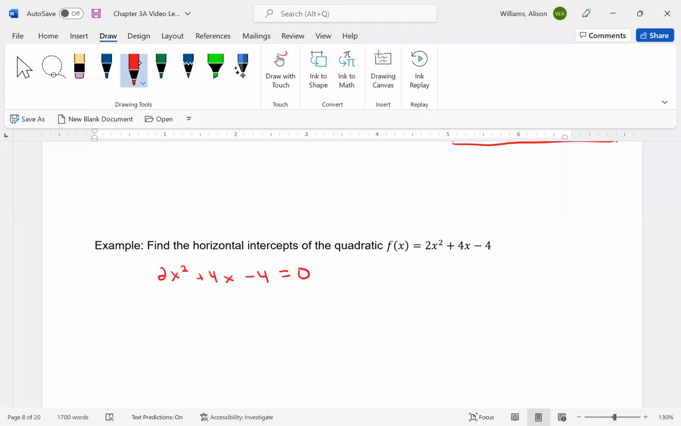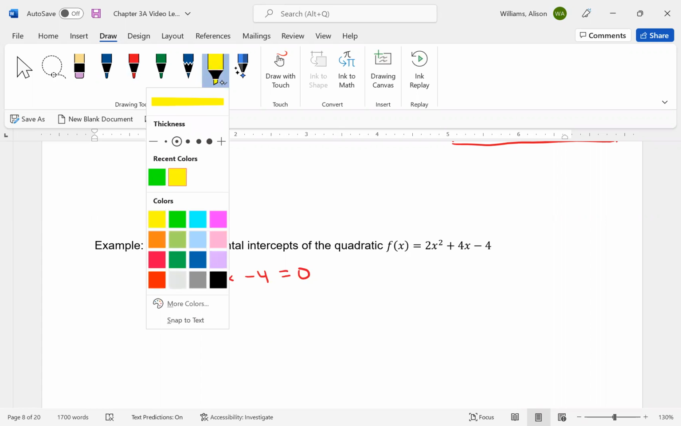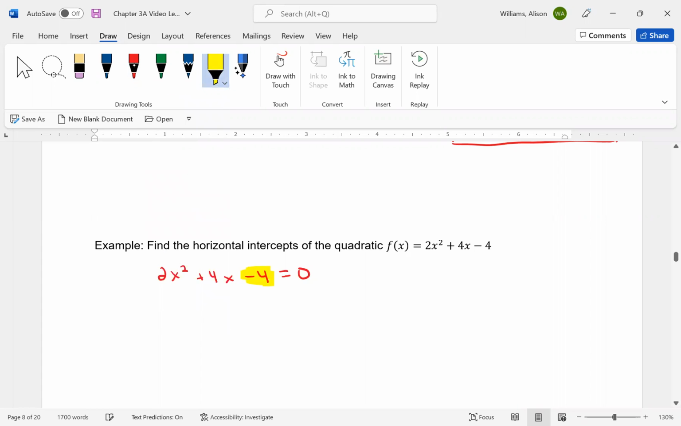First thing I'm going to do is add the C term to the other side. Here, let me switch back to my yellow highlighter. So this is the C term. I'm going to move that to the other side first. And I'm going to divide everything by 2, since the leading coefficient needs to be a 1.